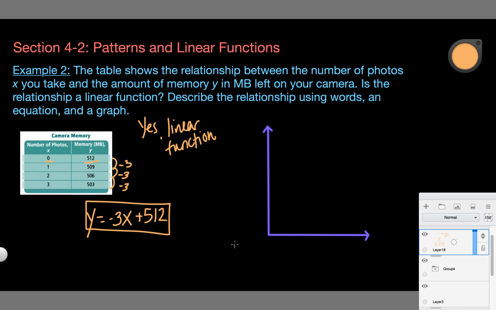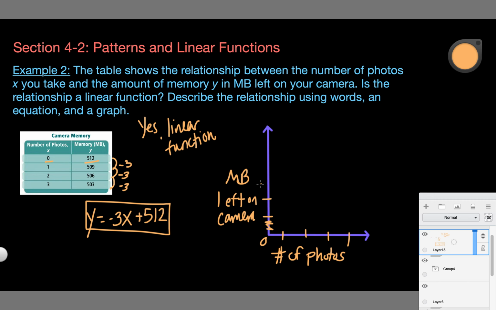So if we go to graph this right now, we have number of photos down here. And this is megabytes left on camera. Okay? So we start at 0, we go to 1, 2, 3, 4. Let's count by, let's start here. We can draw a little line here to say that we're starting late. 500. We'll do 505, 510, 515, 520, 510, 505 we'll do. Okay?